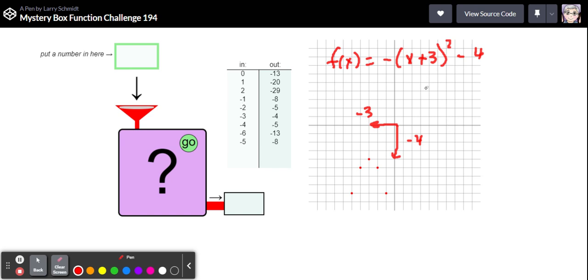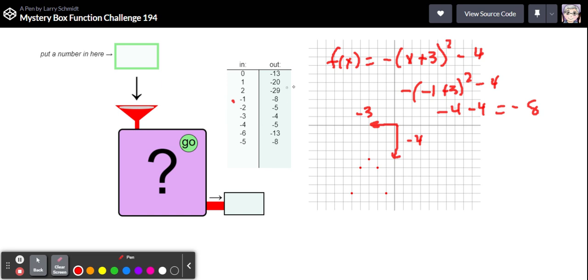Let's put in negative 1 here. So negative, negative 1 plus 3, quantity squared, minus 4. Well, negative 1 plus 3 is 2. And then 2 squared is 4, but we put this negative sign on it, so negative 4 minus 4, that should be negative 8. Yeah, and when we put in negative 1, we get negative 8.